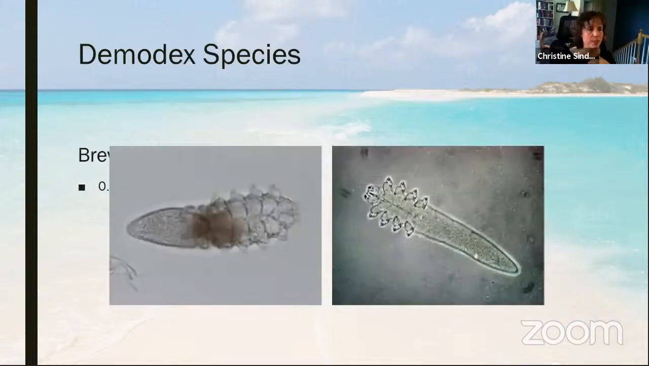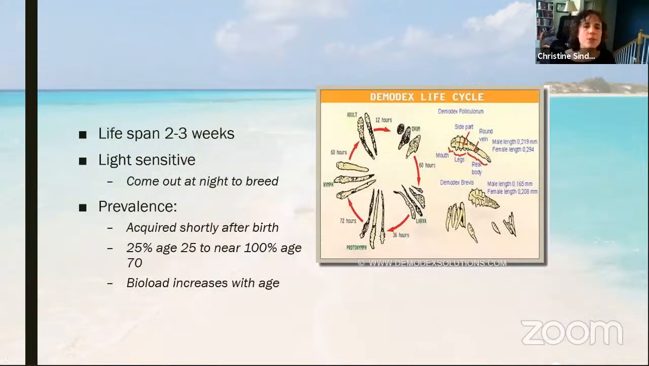So this little guy on the left here is a brevis, and this little guy on the right is a folliculorum. The brevis is very short, and the folliculorum is much longer. Brevis is maybe 0.2, 0.3 millimeters, whereas the folliculorum is 0.7, 0.8 millimeters long. You definitely can see these little guys at the slit lamp. They have about a 2 to 3 week lifespan, right?